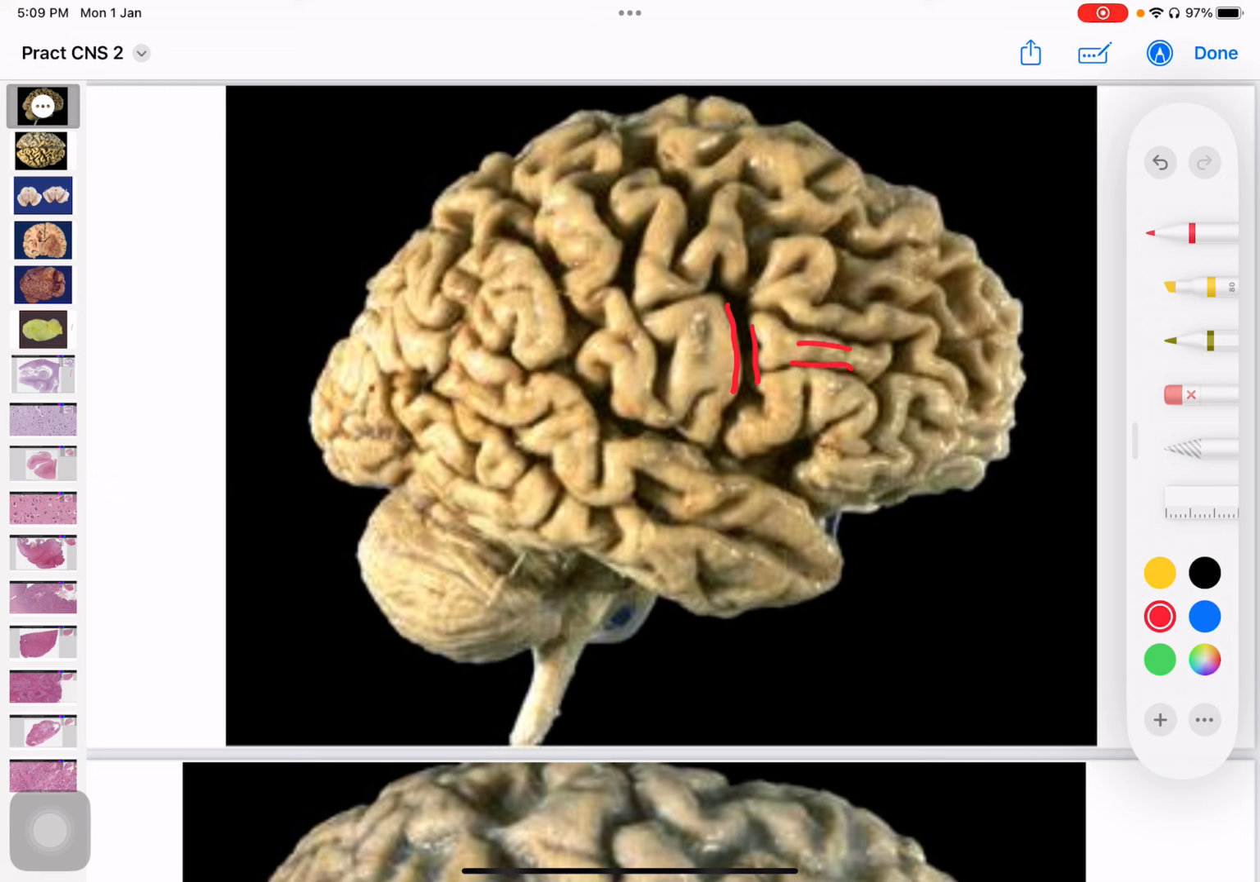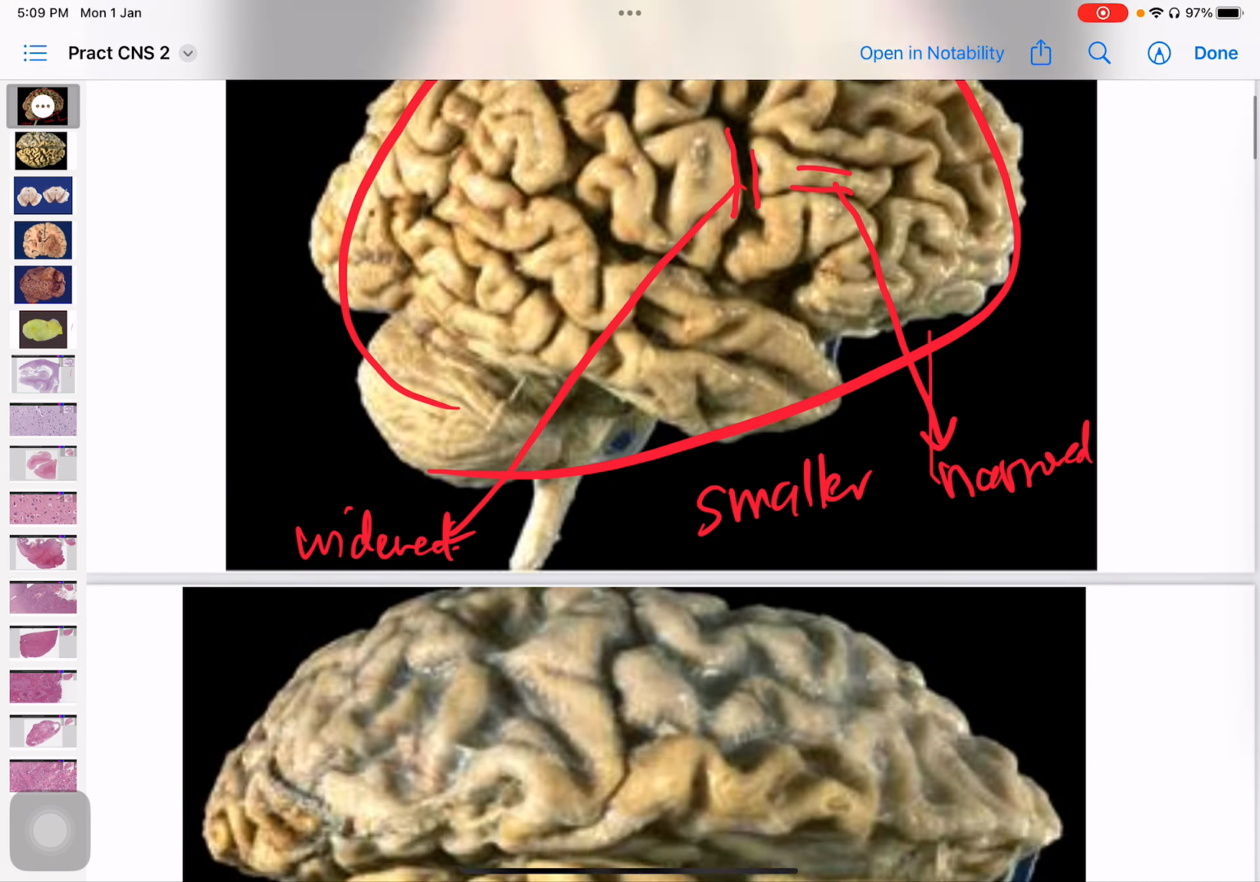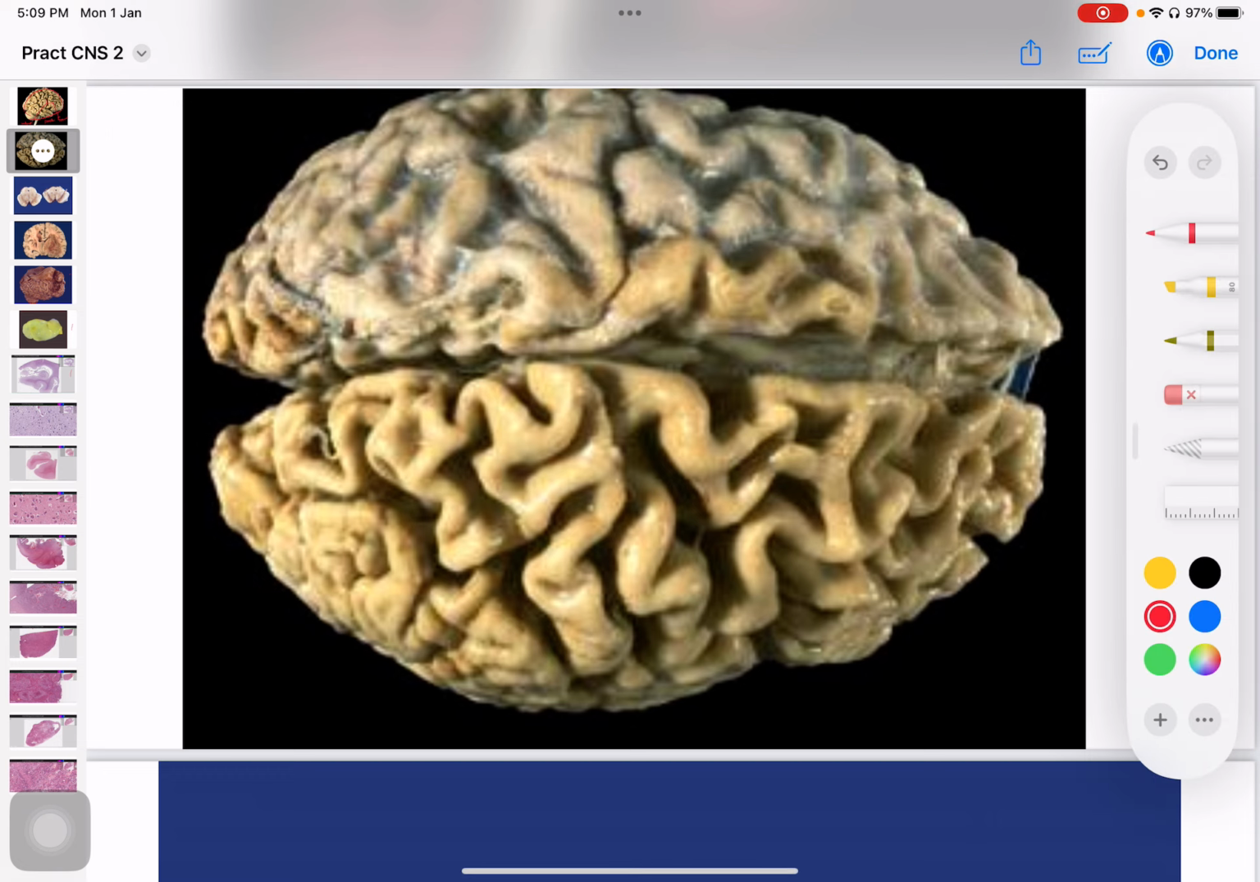Okay, and you can notice that the whole brain is basically smaller, right? Most importantly, the gyri become narrowed, okay, and the sulci become widened. So this is basically the opposite of cerebral edema, okay. And if you look at the coronal view again, you can obviously see the gyri are narrowed and the sulci become so wide, okay.